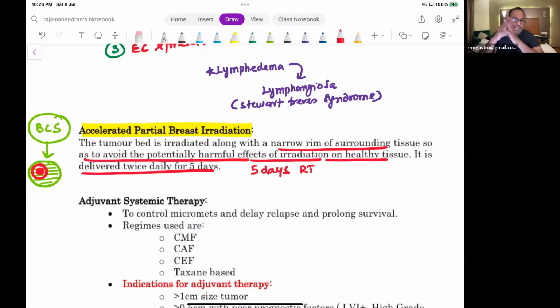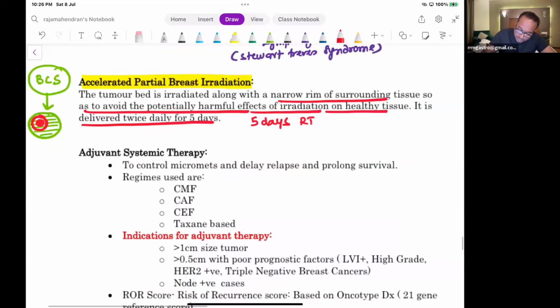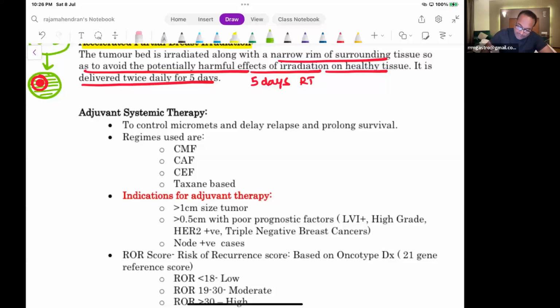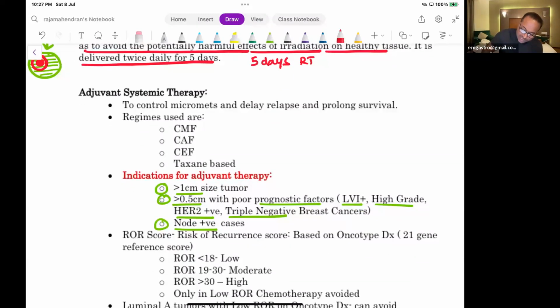Accelerated partial breast irradiation. So I think you all will be thorough with chemotherapy. There is no update in chemotherapy. Who will you give chemotherapy? Any tumor more than 1 centimeter, any node positive case, any 0.5 centimeter tumor with poor prognostic factors like HER2 positive, triple negative, lymphovascular invasion. In other words, you will give it to all patients. In fact, you can simply remember all breast cancer patients will receive adjuvant systemic therapy. In simple terms, this is the answer for our patients. In India, all the patients will receive adjuvant chemotherapy.